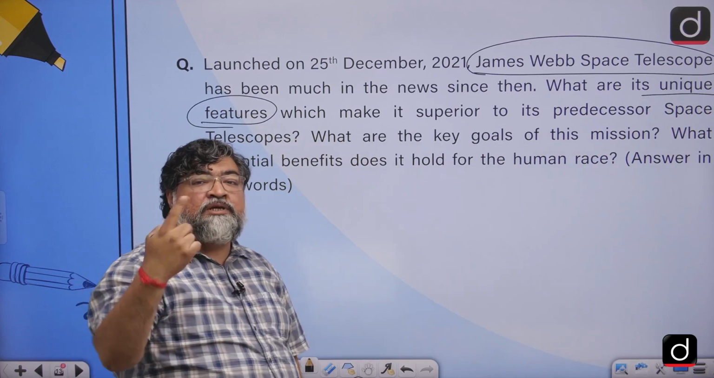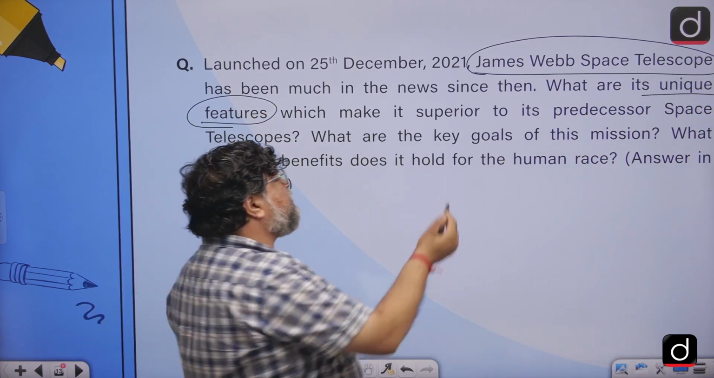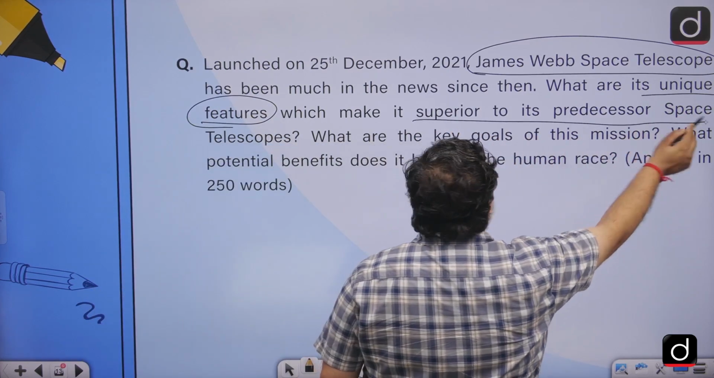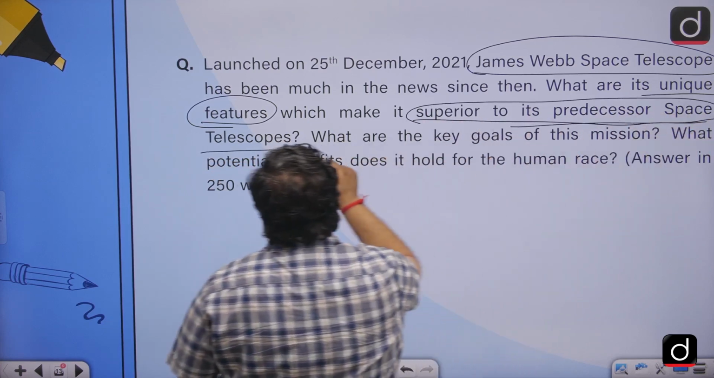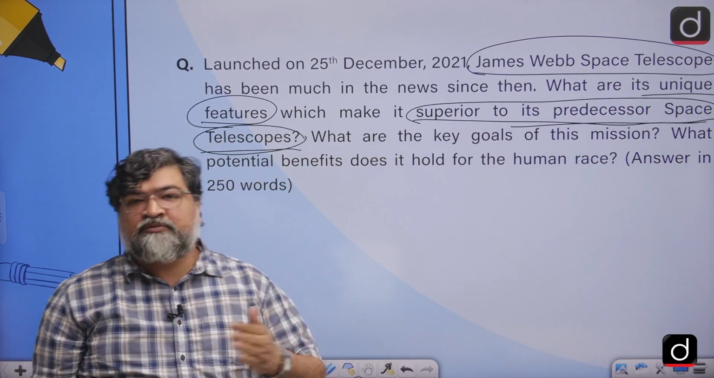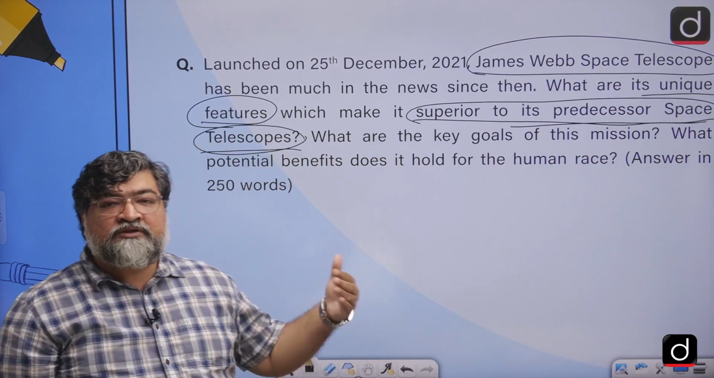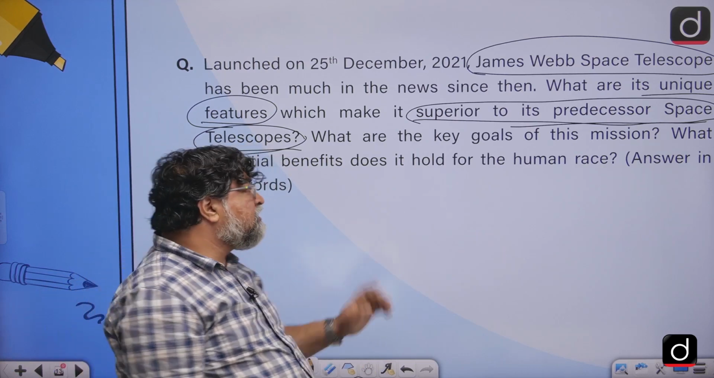Which make it superior? Now, it is a comparative question: features which make it superior to its predecessor space telescopes. If we take the other space telescopes before JWST, how is this JWST superior to the ones before? That is what is being asked here.